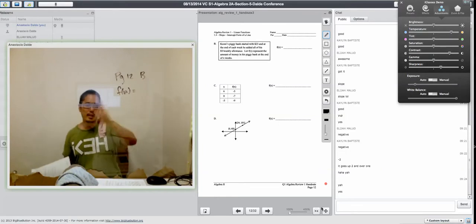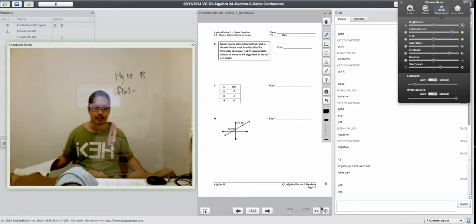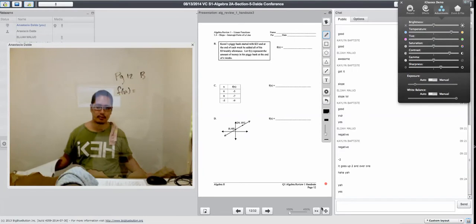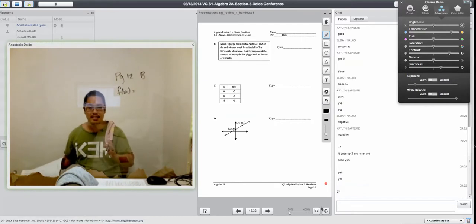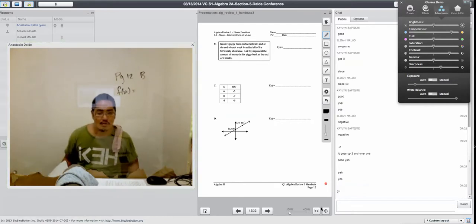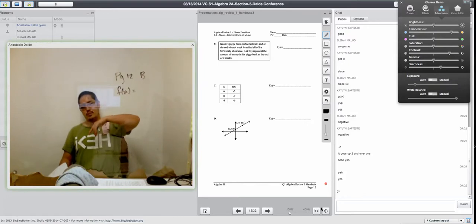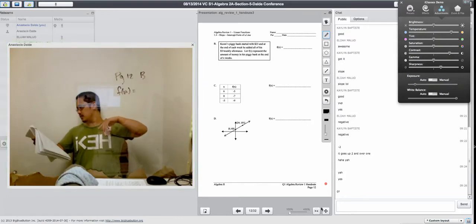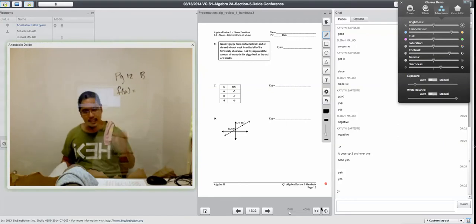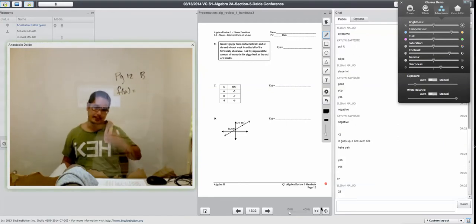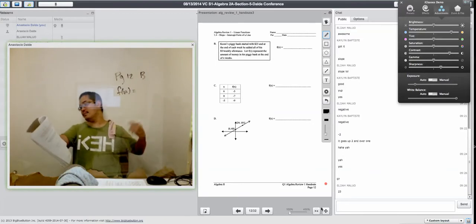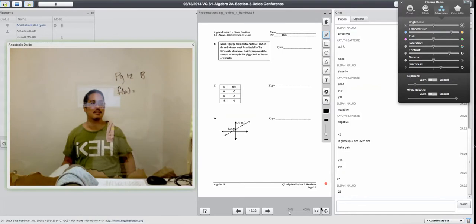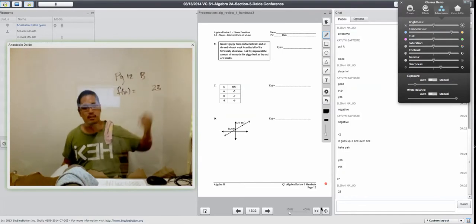Fine. At week 0, how much money does he have? $0? No! At week 0, how much money is in his piggy bank? 23, exactly. It says right here, Keone's piggy bank started off with 23 bucks. Got it. 23.